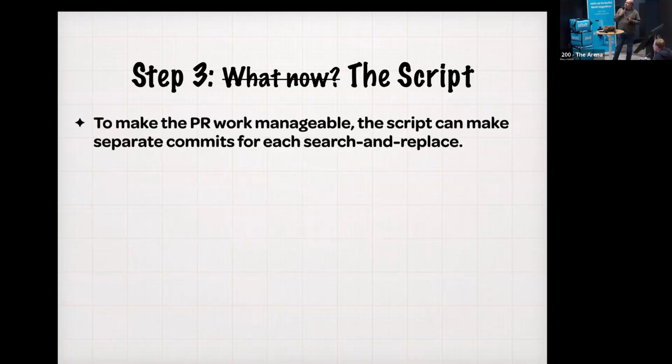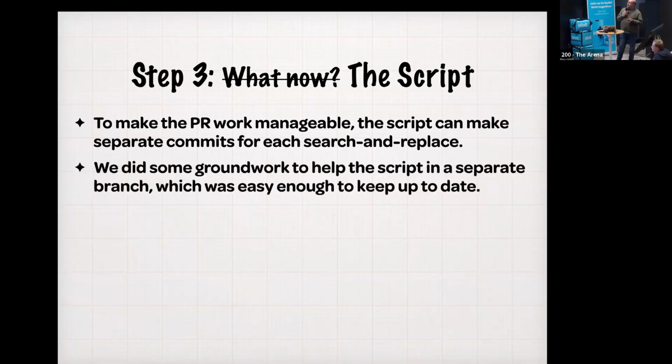To help with making this a manageable PR, the script will make a commit after it does each search and replace. So every commit in this PR will just be a long list of the exact same change over and over again. That actually makes it a lot more readable. You can just look at the commits one after another and confirm that they do a simple change over and over again.